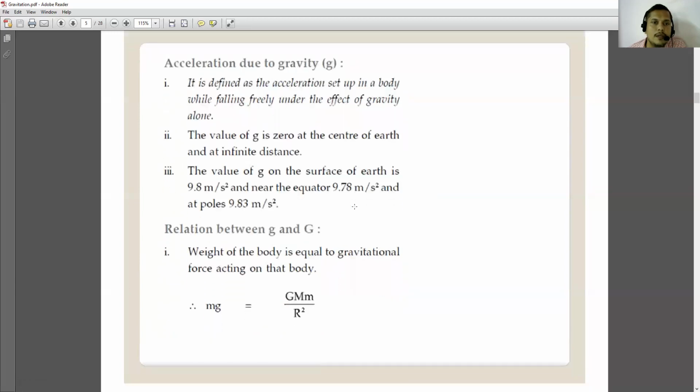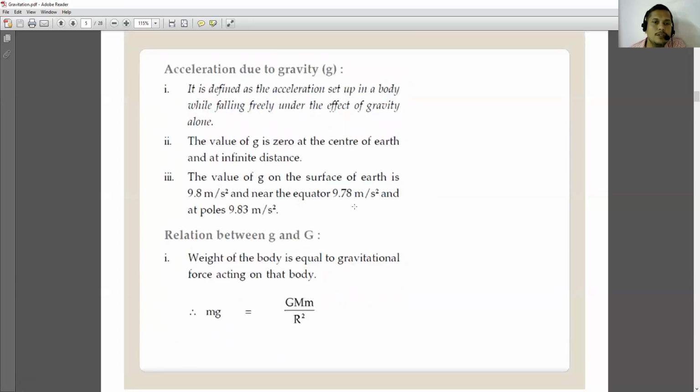Then next, acceleration due to gravity, that is g. It is defined as the acceleration set up in a body while falling freely under the effect of gravity alone. The value of g is 0 at the center of Earth and at infinite distance. The value of g on the surface of Earth is 9.8 meter per second square, near the equator it is 9.78, and at poles it is 9.83.